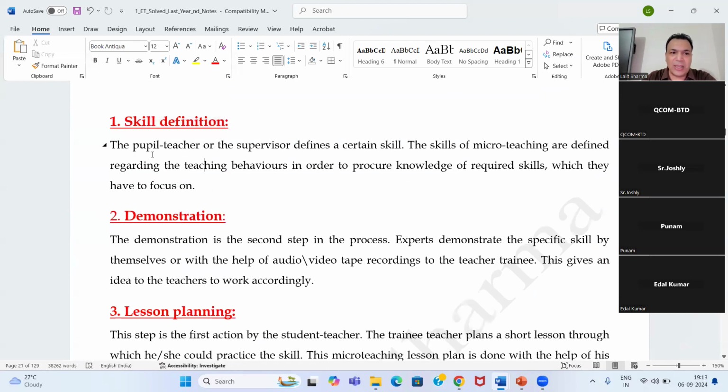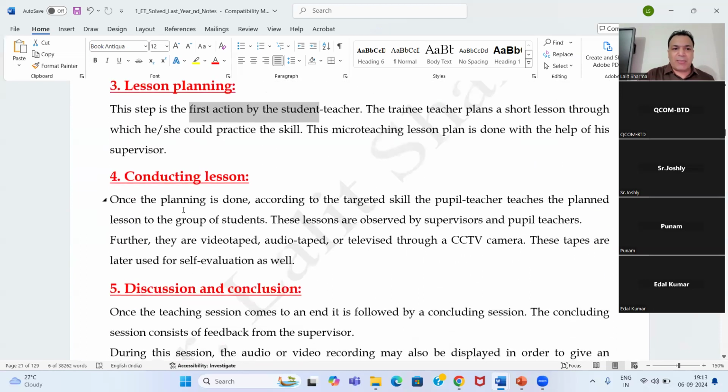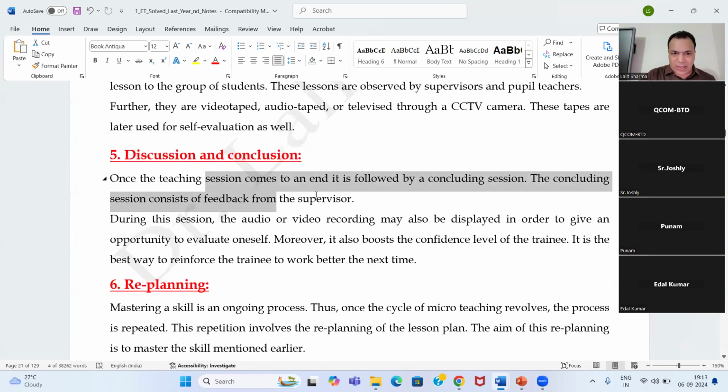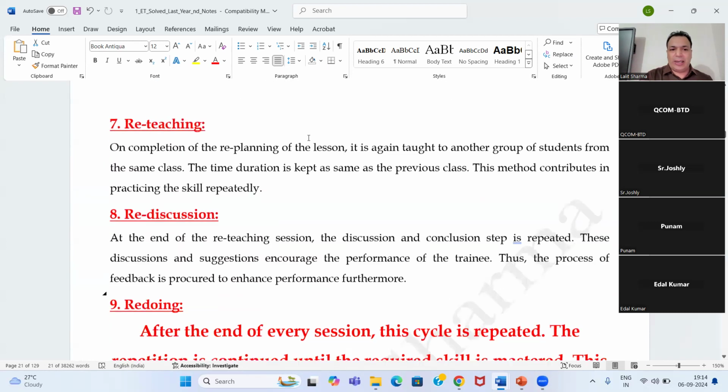Under skill definition, the teacher or the supervisor defines a certain skill. The skills of micro teaching are defined regarding the teaching behavior. Demonstration is the second step in the process. Then lesson planning, then conducting a lesson, discussion and conclusion, replanning. Means the B.Ed trainee is doing all these things. He has to go through this cycle of micro teaching until he gets trained.